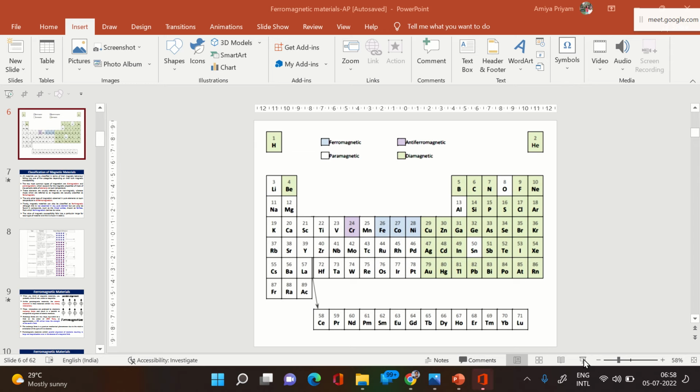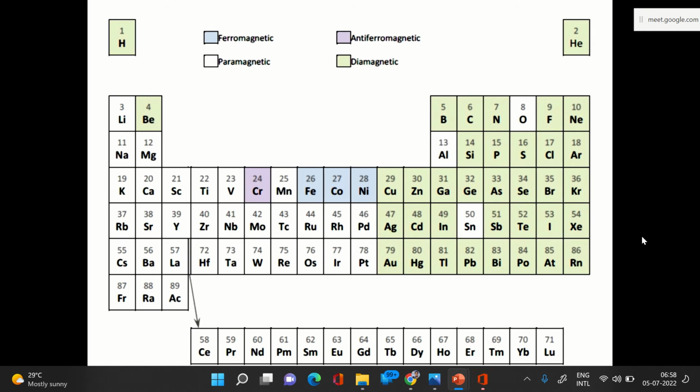In the last class, we started learning about magnetism in solids. How does magnetism originate in solids, and the classification scheme. What are the different types of magnetism that can be found in different types of materials?